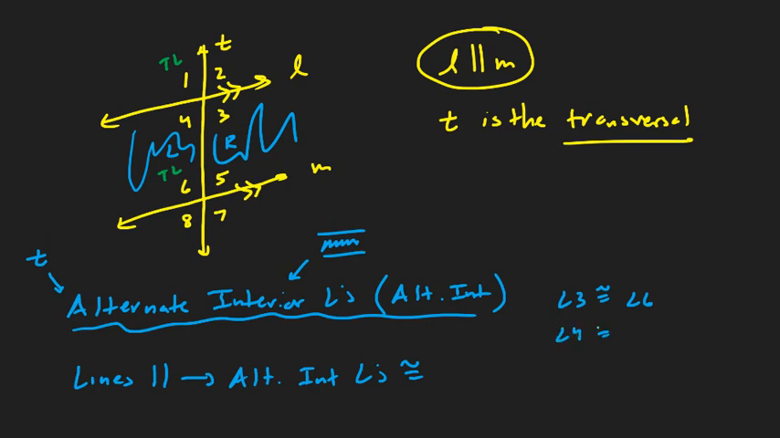Angles 4 and 5 are also alternate interior angles. They're going to be congruent. So there are your two angle pairs.